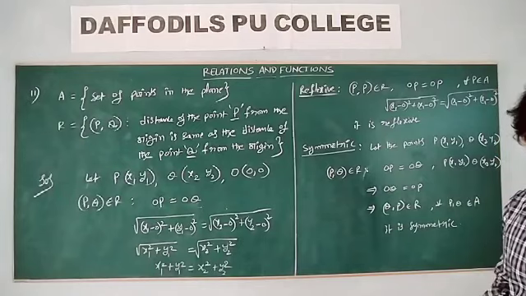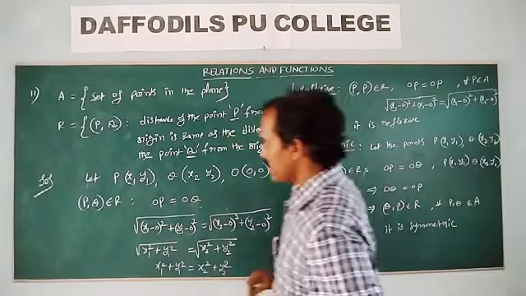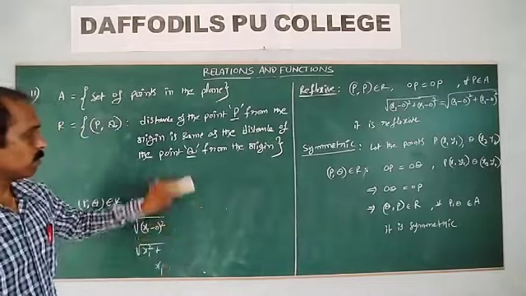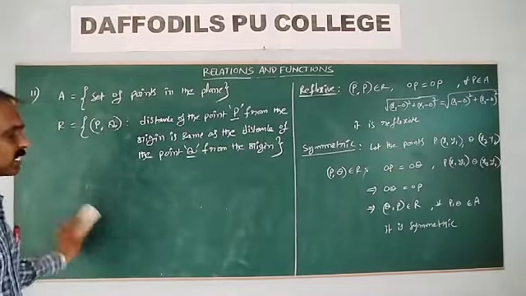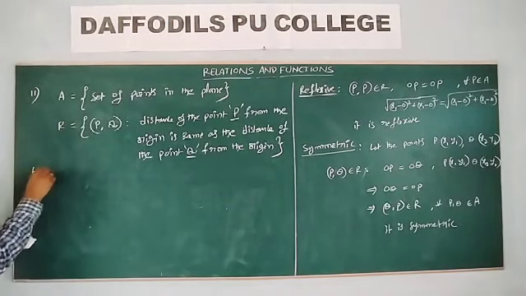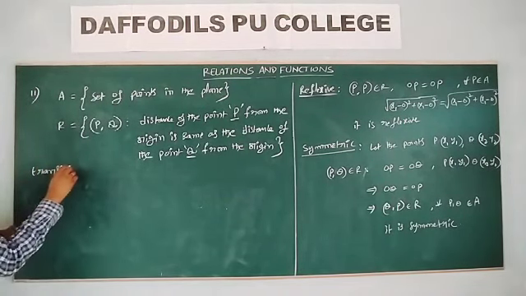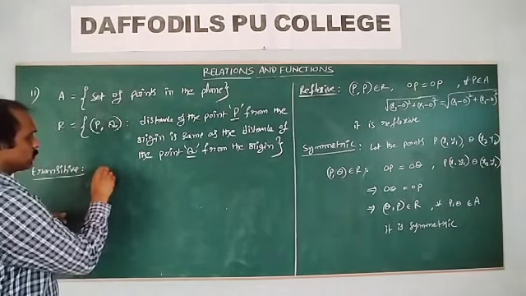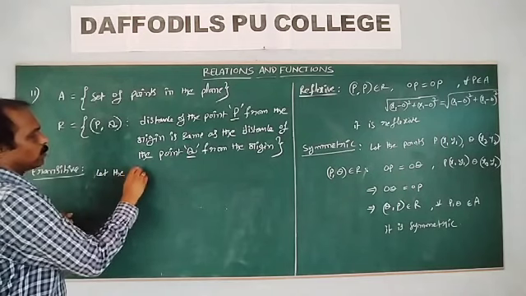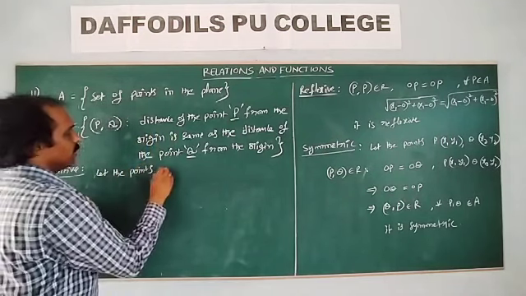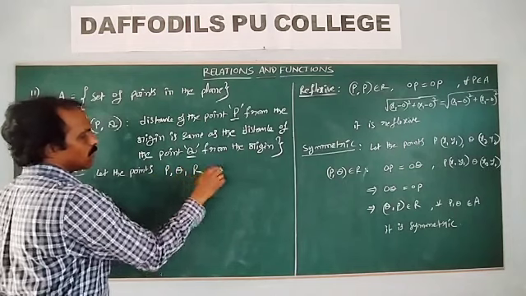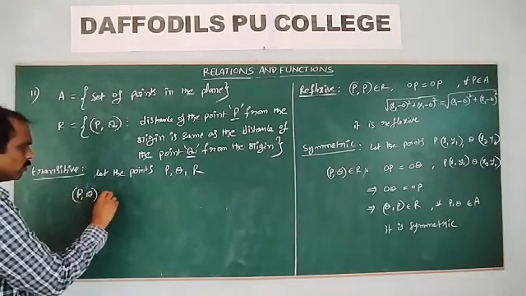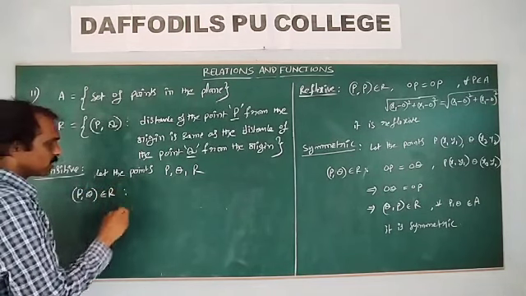It is symmetric. Clear? Right. Next, transitive. Okay, let the points from the set A be P, Q, R. Check P, Q, R. P comma Q belongs to the relation such that, what is the meaning?